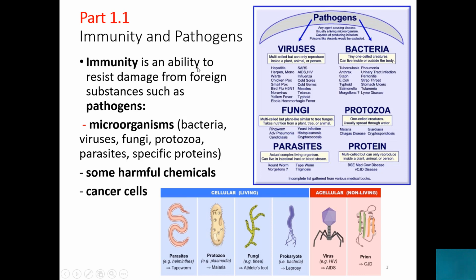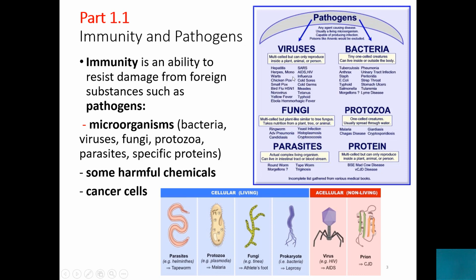Immunity is an ability of our body to resist damage from foreign substances such as pathogens. So what are pathogens? Those are any agents causing disease, but it's not exactly correct. Usually we are talking about living microorganisms that are capable of producing infection, causing disease. Poisons are not included, or some factors like scalding your hand with hot water. Hot water would not be a pathogen. So mostly we are talking about cells and living microorganisms.